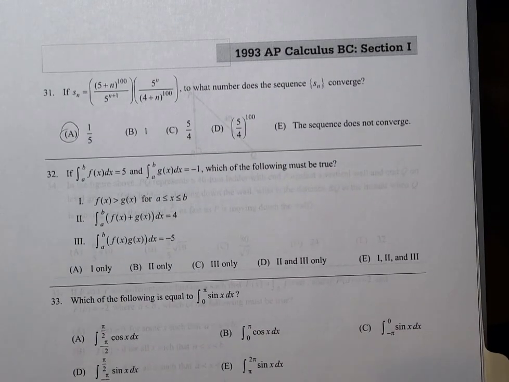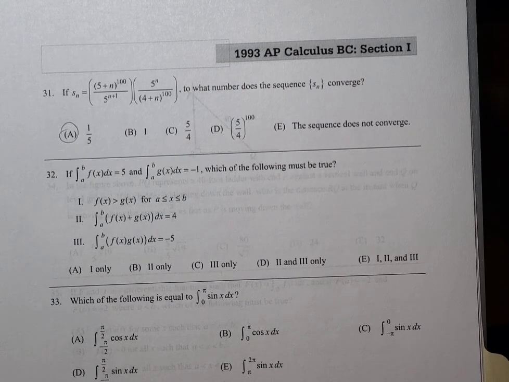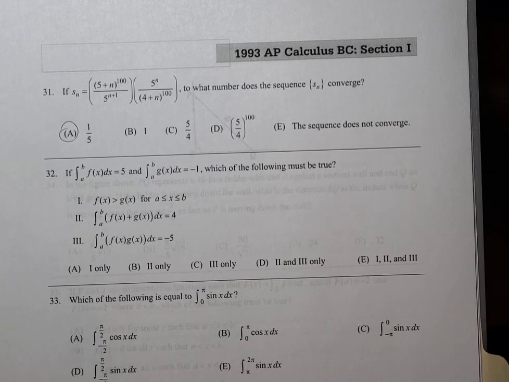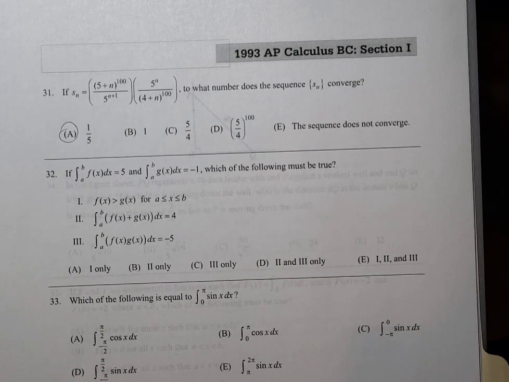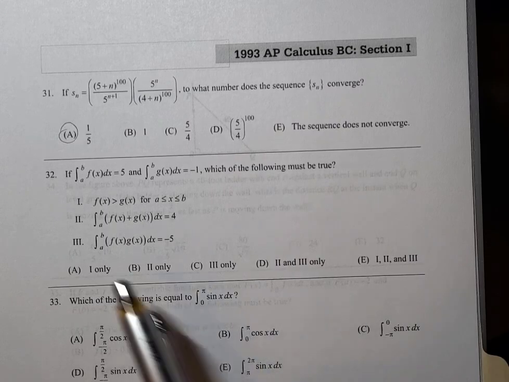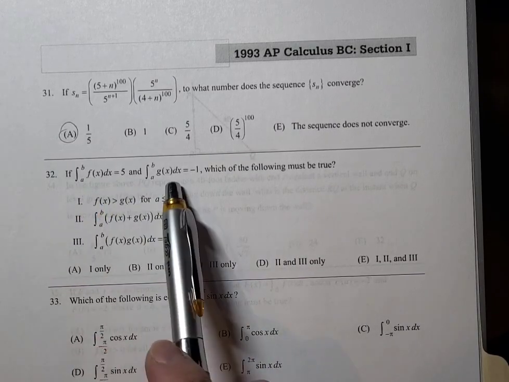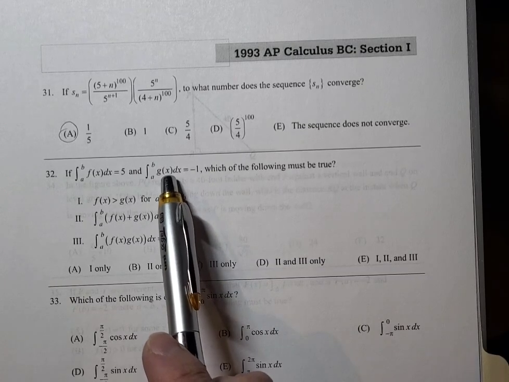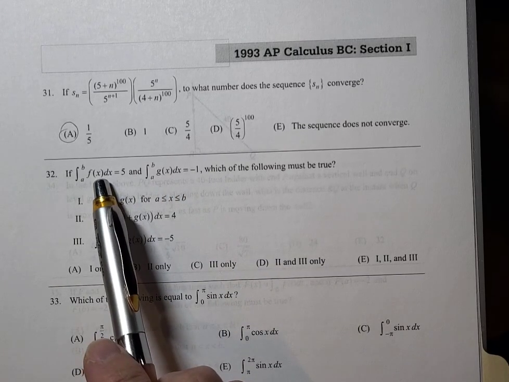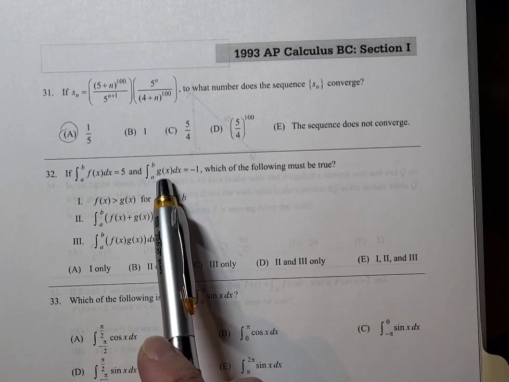If the integral from a to b of f of x dx is 5, and the integral from a to b of g of x dx is negative 1, which of the following must be true? F is greater than g for x between a and b. That is not necessarily true. You might be tricked because, well, integral is area. Since this area is bigger than this, it must mean that f is bigger than g.